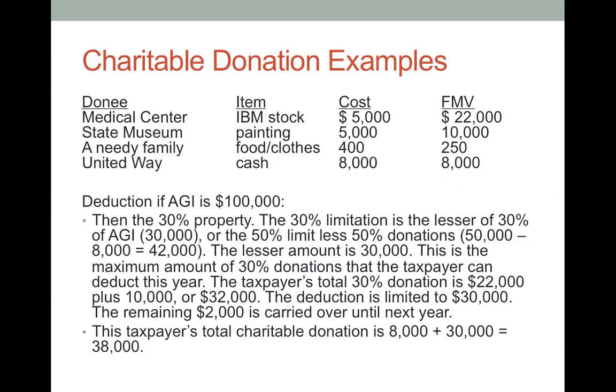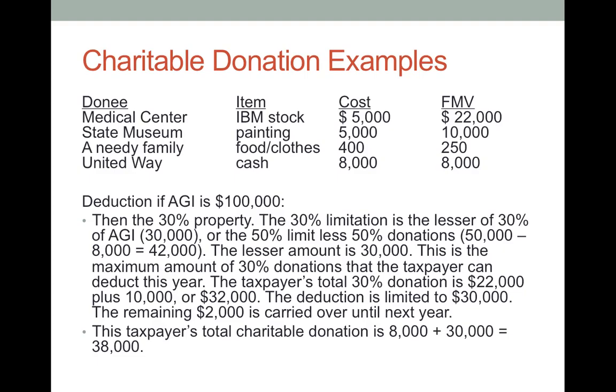So now we have to look at our 30% property. Again, our 30% property limitation is going to be the lesser of 30% of our AGI, which in this situation is $30,000, or our 50% limitation minus our 50% donations. Our 50% of our AGI is $50,000. The amount that we deducted for our 50% donations is $8,000. So the amount that's left is $42,000. Okay, so we're taking the lesser of $30,000 or $42,000. The lesser is $30,000. This becomes the maximum deduction for our 30% property.